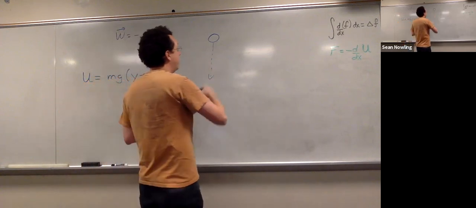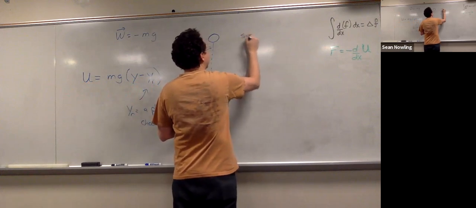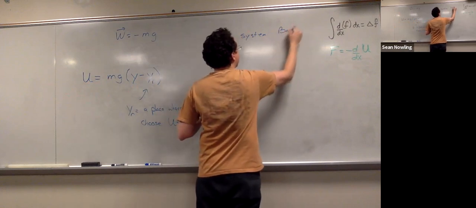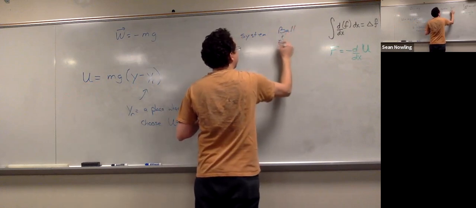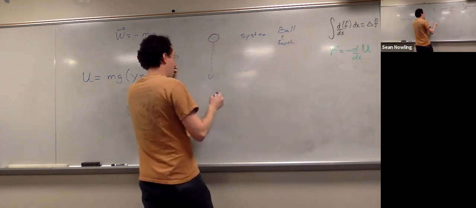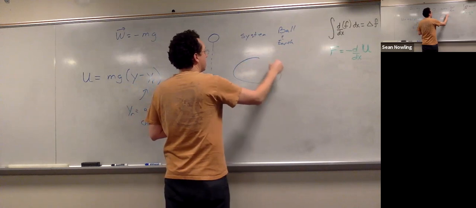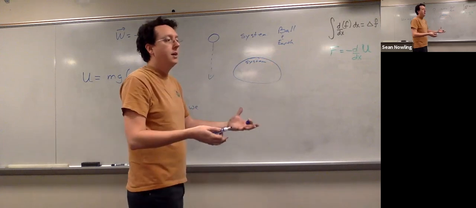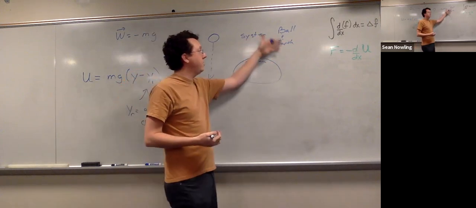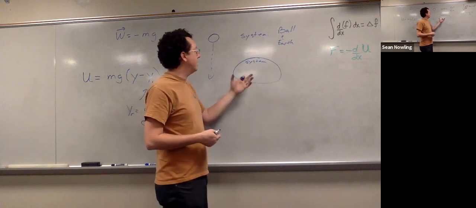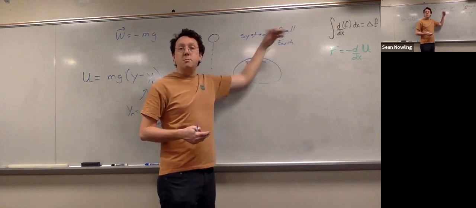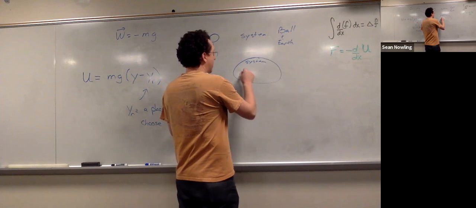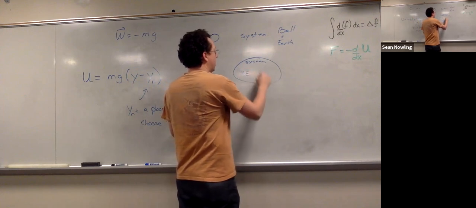So if we define the system to be ball and earth, then in my system, I have both kinetic and potential energies because I'm including the earth in my system in that case. And then the interactions between them have to be handled with potential energy. So I would have kinetic energy and I would have potential energy.